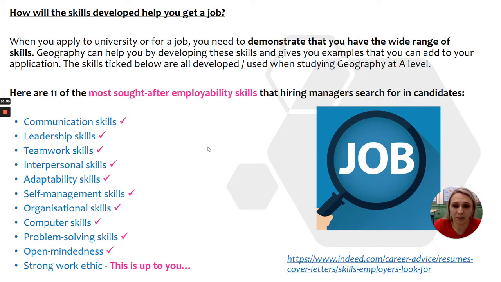In terms of the skills developed, they'll also help you to access jobs. When you apply to a university or for a job, you need to demonstrate that you have a wide range of skills, and geography can help you to develop those skills.